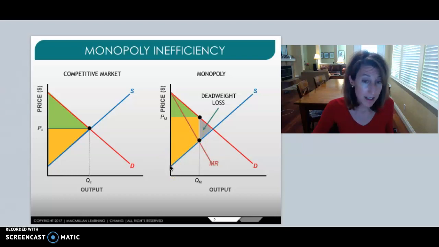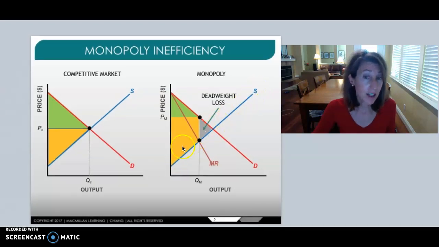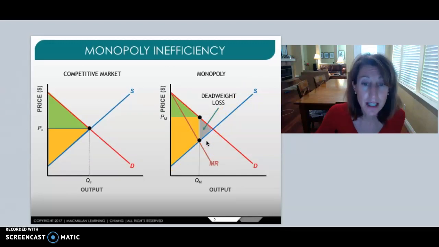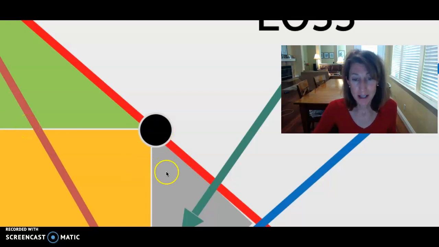Firm's not going to supply something unless they actually have additional costs being covered. So the supply curve, think of it as the marginal cost curve. And this is just for comparison purposes. What do you see? You'll produce here at this quantity of monopoly, and when you go up to the demand curve and figure out the price, oops, sorry about that, you will have deadweight loss.